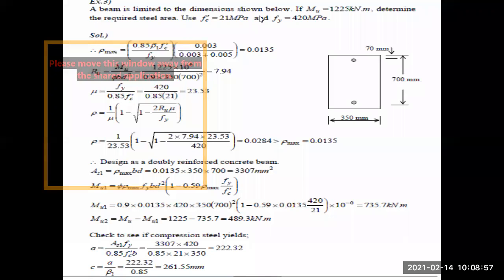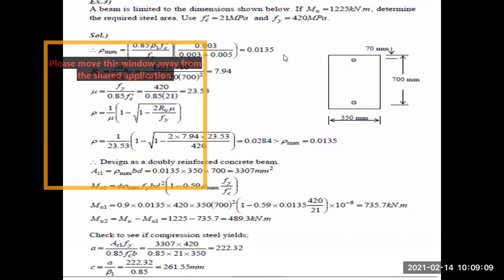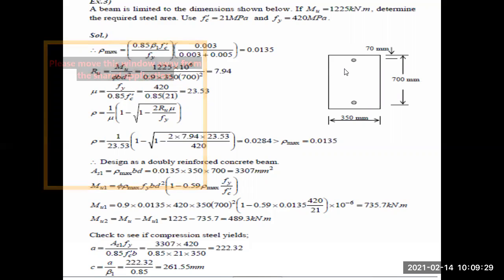The beam has limited dimensions here. That means we cannot increase the width and height or depth. If the applied moment is equal to 1,225 kilonewton meter, determine the amount of steel reinforcement we need in the section. Nobody would tell you in the question that the section is doubly or singly. So you have to verify if singly is capable of withstanding that much applied moment.